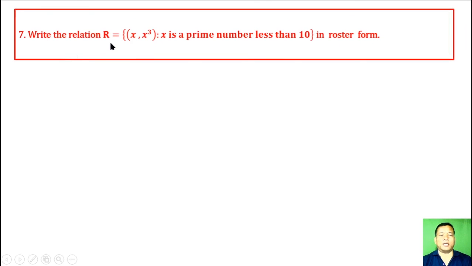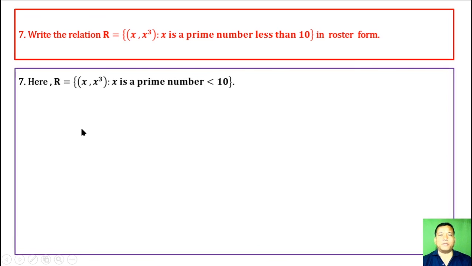Question 7. Write the relation R equals (x, x cube), x is a prime number less than 10, in roster form. Prime numbers less than 10. What are the prime numbers less than 10? That is 2, 3, 5, 7. Therefore, R consists of (2, 2 cube, that is 8), (3, 3 cube is 27), (5, 5 cube is 125), (7, 7 cube is 343).